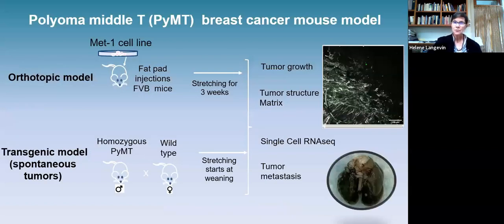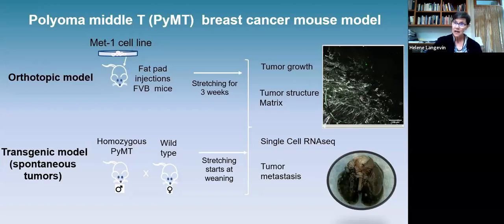So we decided to, this is what we're doing currently, use a polyoma middle T breast cancer mouse model that can be used in two different ways, both as an orthotopic model by injecting the tumor cells, similar to what we did with our P53-P10 model, where the cells are injected into the mammary fat pad. And then the other model that we can use is a transgenic model where the tumors develop spontaneously. And the nice thing about the transgenic model is that we can apply the stretching right after weaning the animal so that we can see whether stretching can prevent the spontaneous development of these tumors.